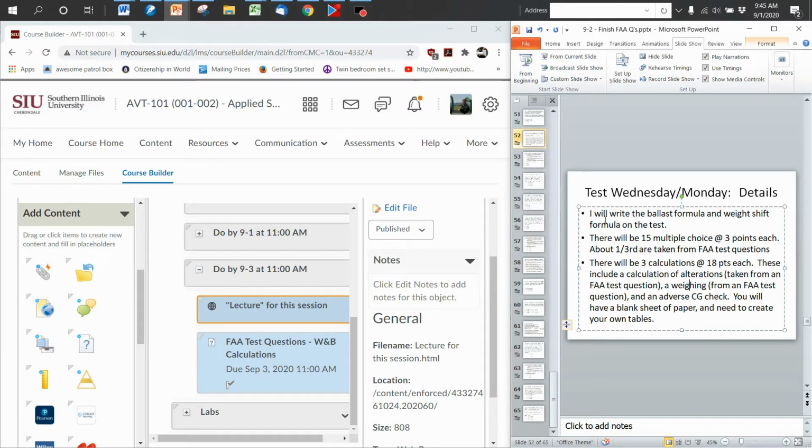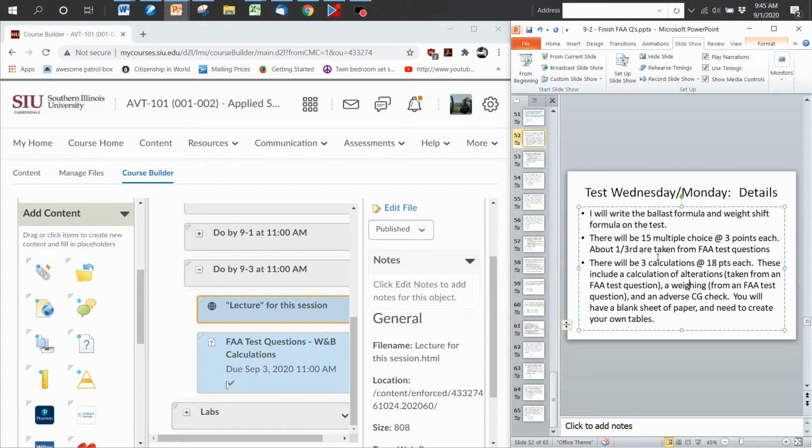On the test, I promise I'll write the ballast formula and the weight shift formula, so you don't need to memorize those. The rest of those things you do need to memorize. How many pounds per gallon of oil, how many pounds per gallon of fuel, what does an FAA standard adult weigh. There are going to be 15 multiple choice questions on this test, and about 1/3 of those multiple choice questions will be taken from the FAA test questions we went over last time.